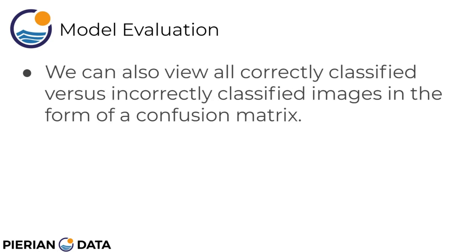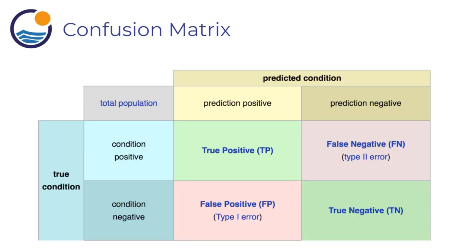Now we can also view all correctly classified versus incorrectly classified images in the form of a confusion matrix. So a confusion matrix looks something like this. We have the underlying true condition, so that's the true correct label, and we can think of condition as positive or negative, such as actually being a dog or not being a dog, or oftentimes used in a medical diagnosis, such as having presence of a disease versus not having presence of a disease. And then we have the model's predicted condition, so prediction positive or prediction negative.